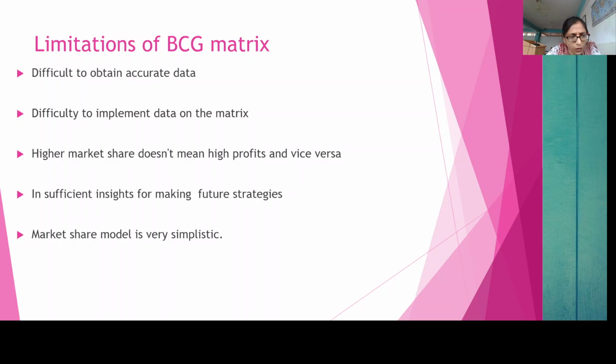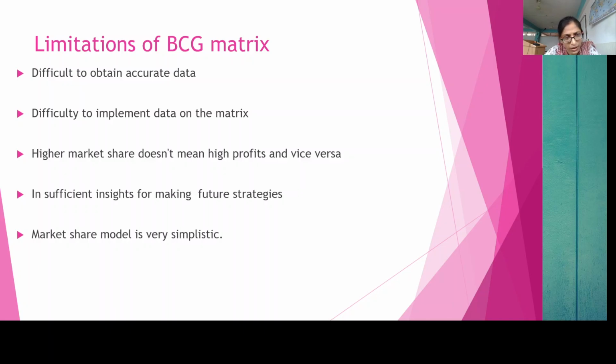because if they have high market share, maybe they are leaders in the market, but in terms of investment they are generating comparatively less profit, though they are the leaders. So in that way we cannot think that market share is the only factor with which we can determine our profit. There are other factors also.